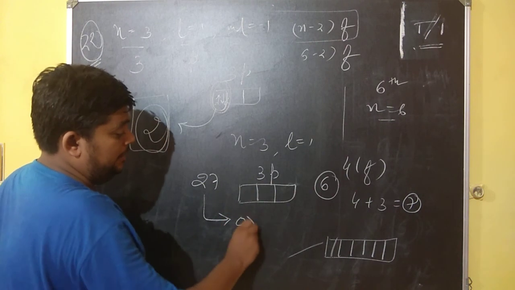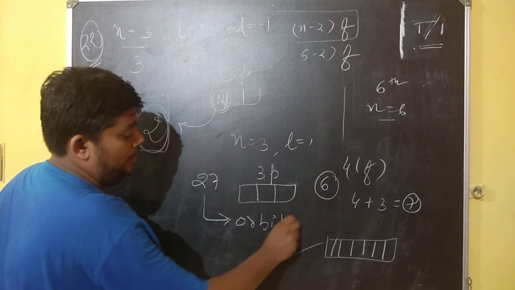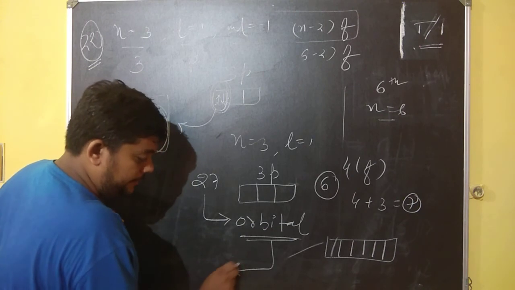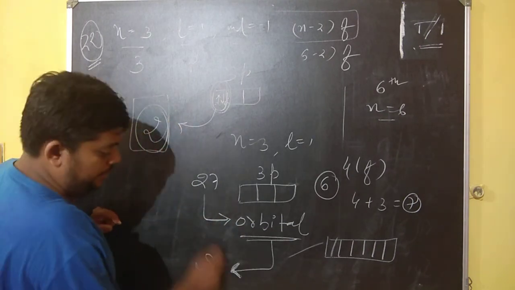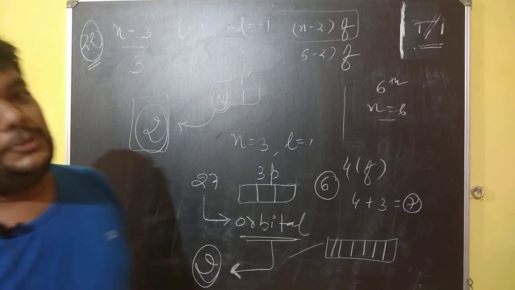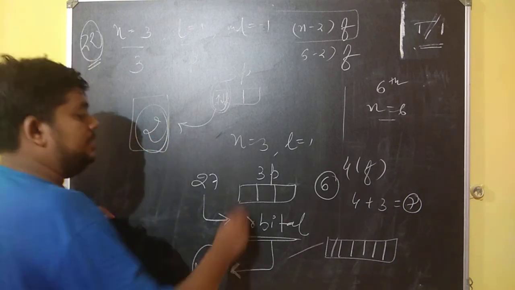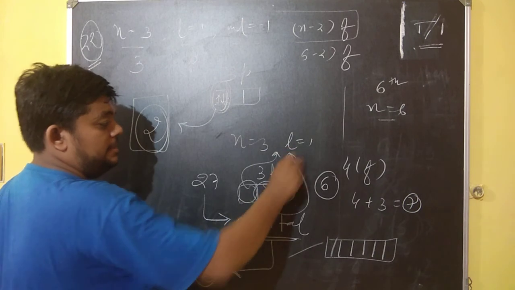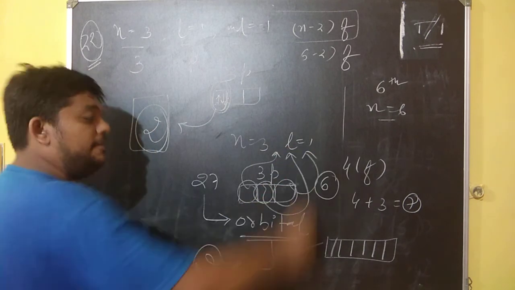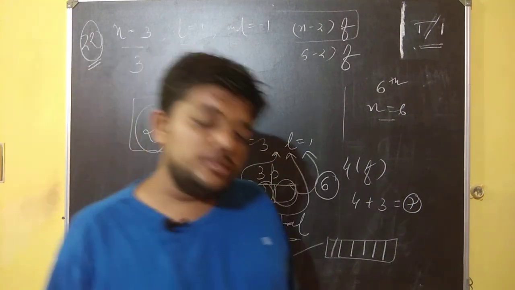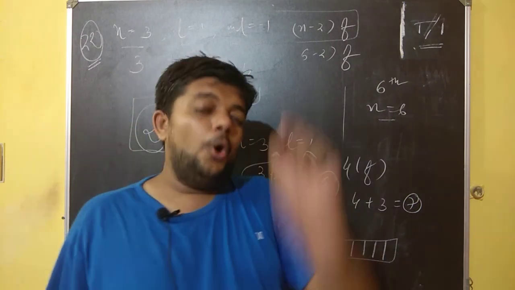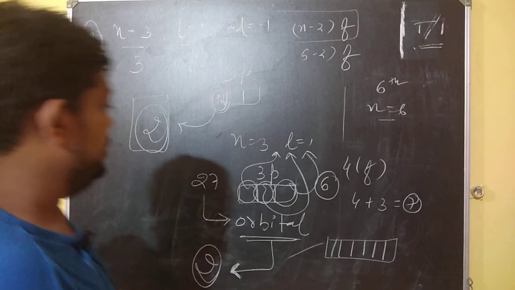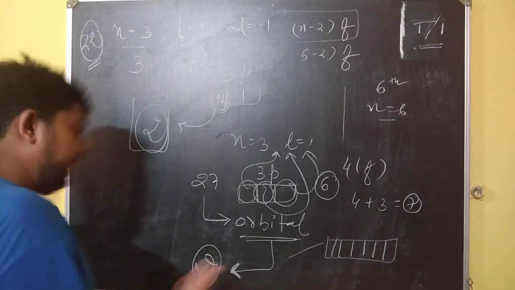It is very clearly stated that it is an orbital, and when it is an orbital, it has to be 2, not more than 2. This orbital also has the same value, this orbital also has the same value, and this orbital also has the same value. So at a time you are supposed to answer on the basis of only one orbital and not all orbitals.